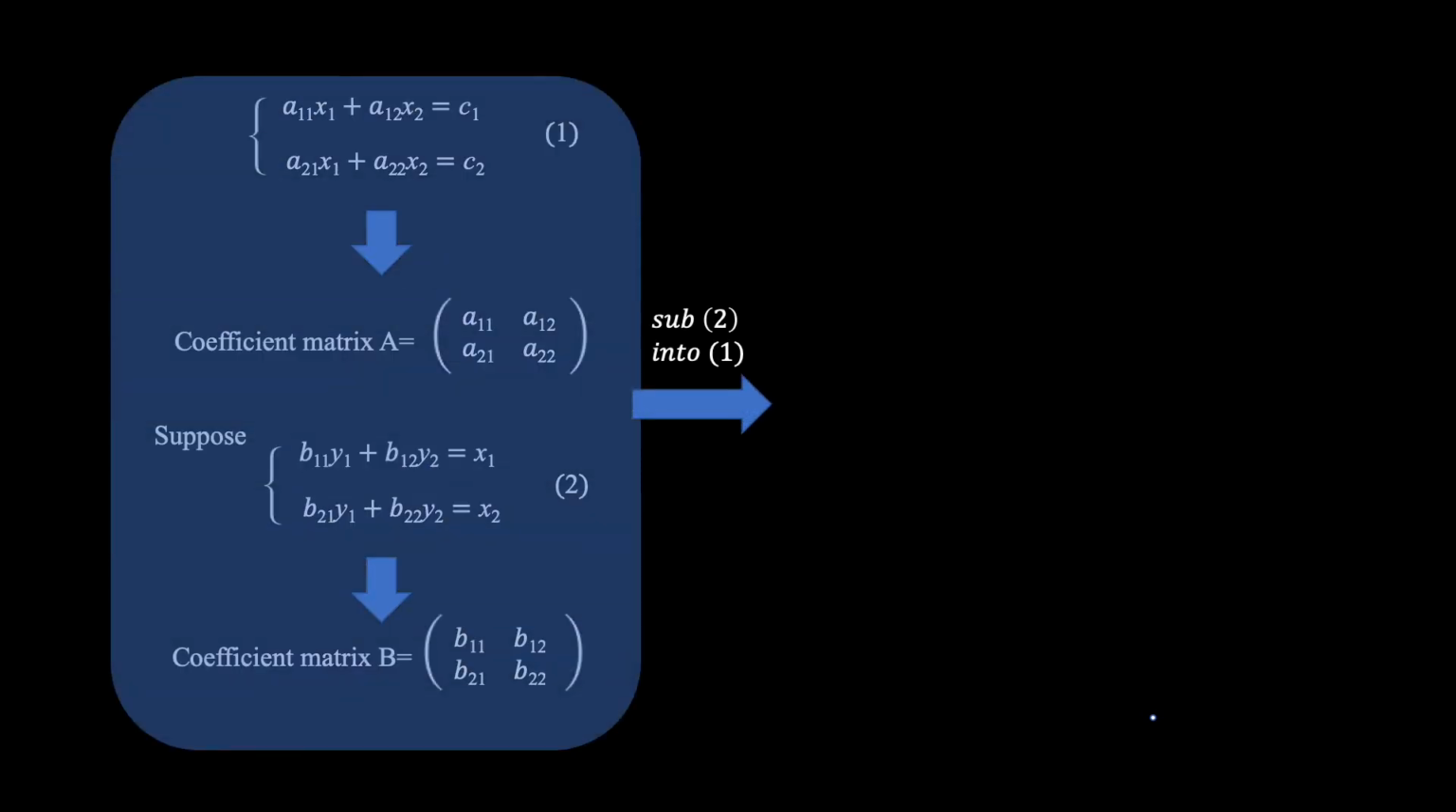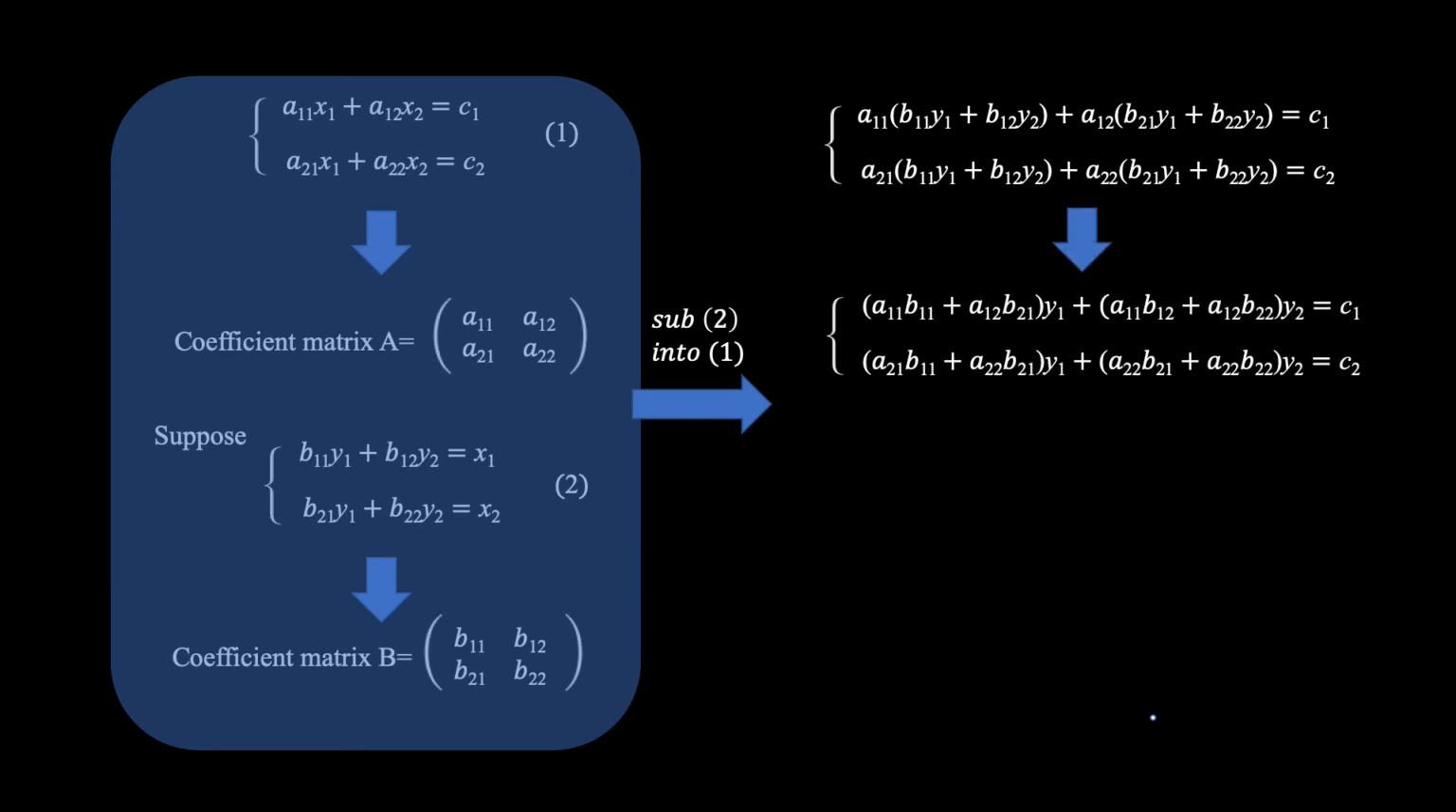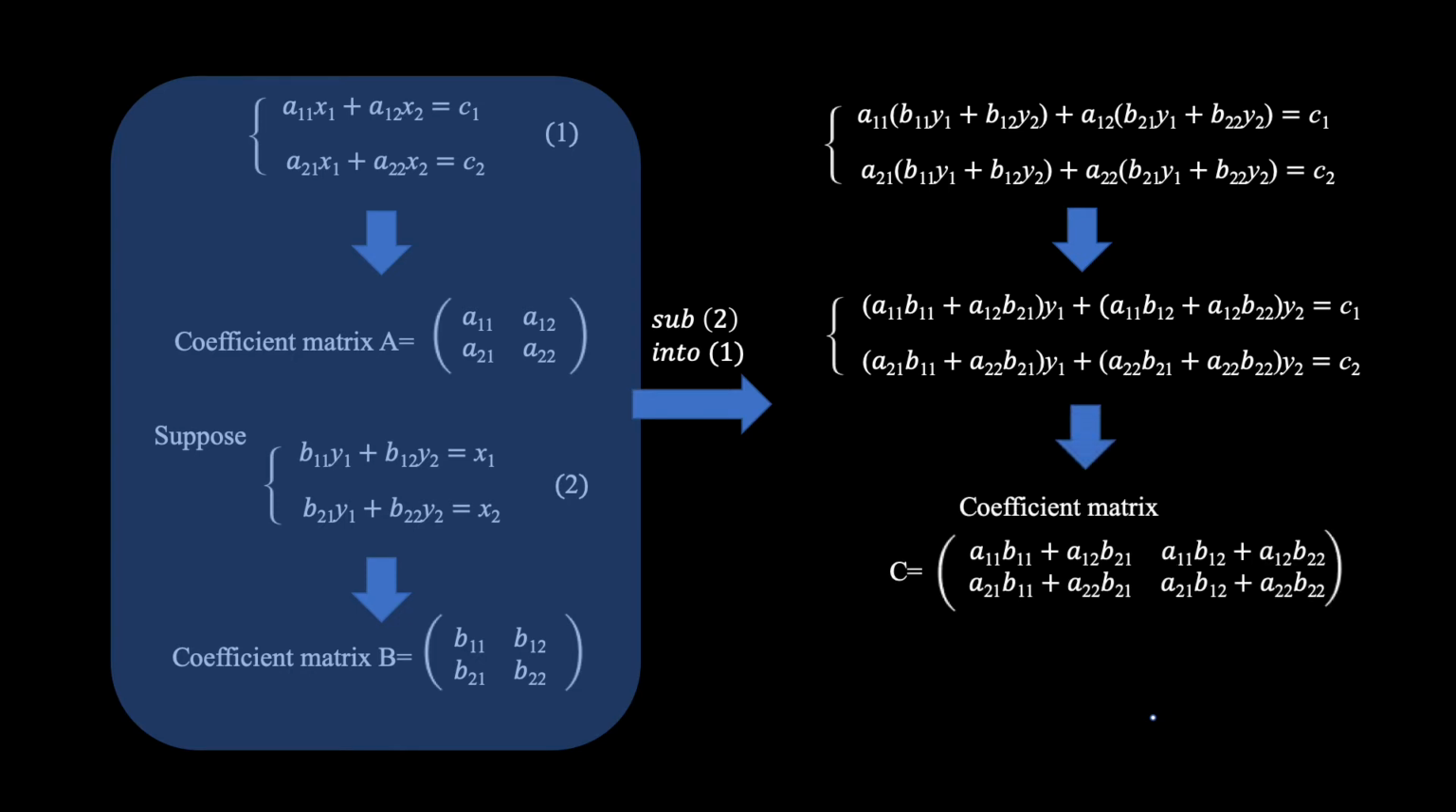It's clear that we can solve linear system 1 and then solve linear system 2. However, can we find a way to solve the two linear systems as a whole? By substituting linear system 2 into linear system 1, we can get a new integrated linear system. Then we just need to solve the new integrated linear system. We let C be its coefficient matrix.